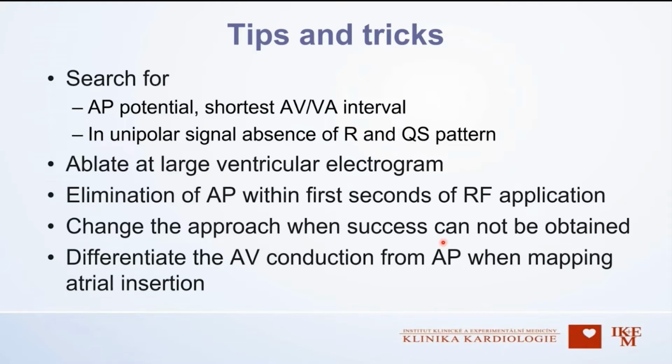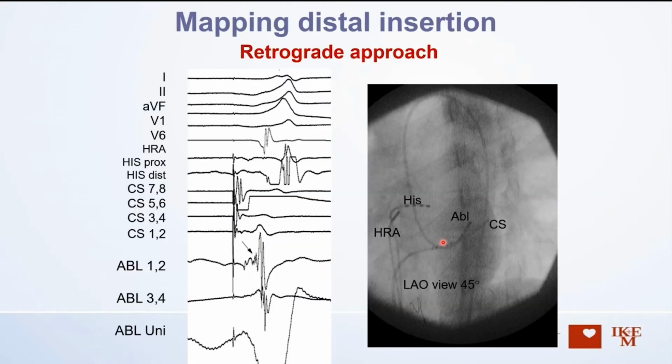You should eliminate the accessory pathway within the first seconds of radiofrequency application. When you're not successful, you can change the access or approach. I will show you how. You should also use some pacing maneuvers, and I'll show you something about oblique pathways and ablations due to the pathway slanting.